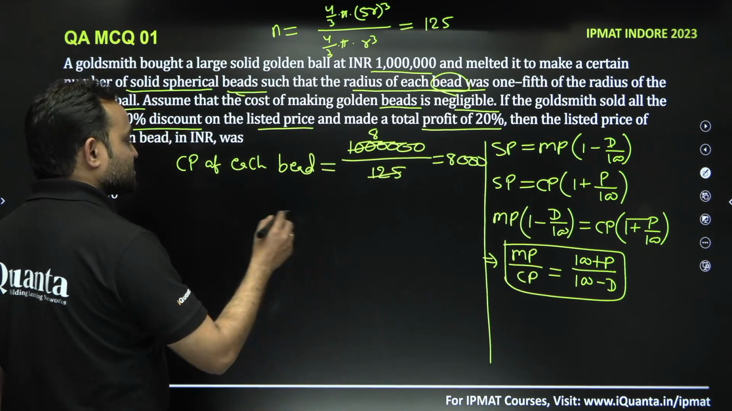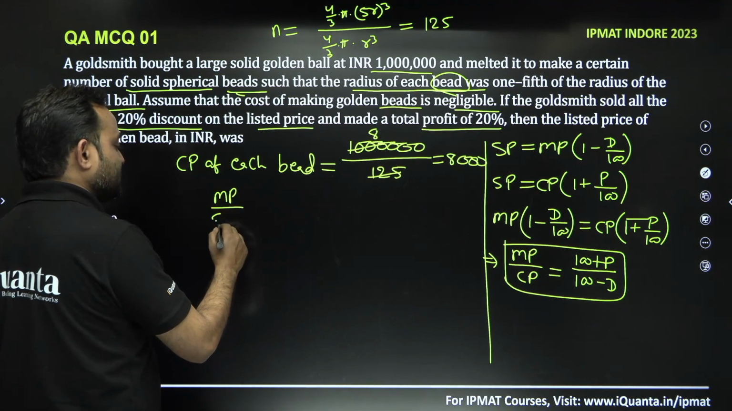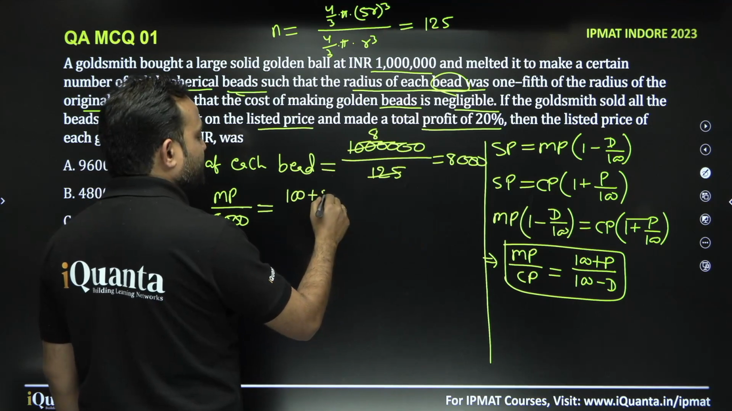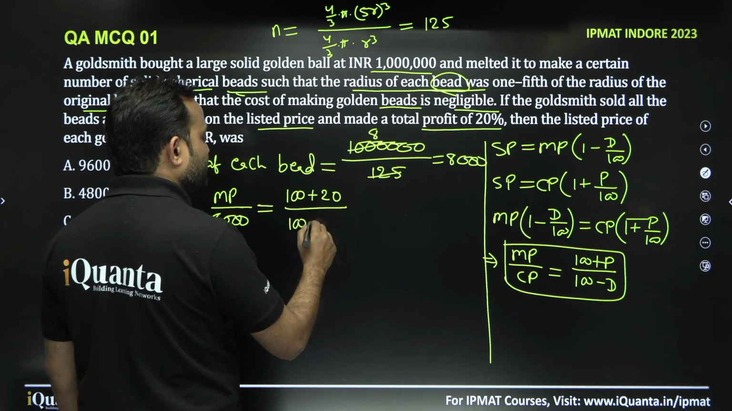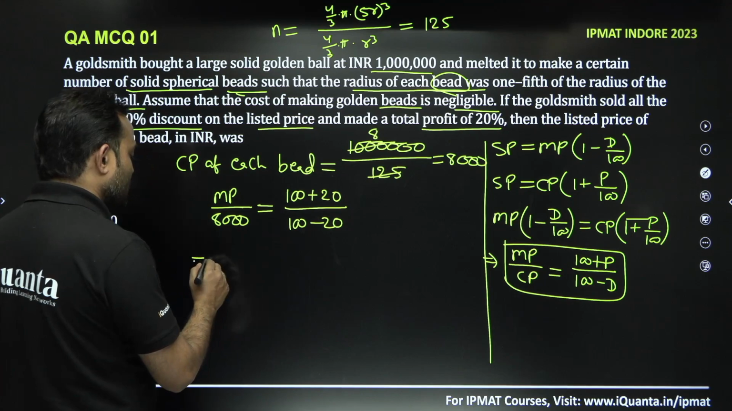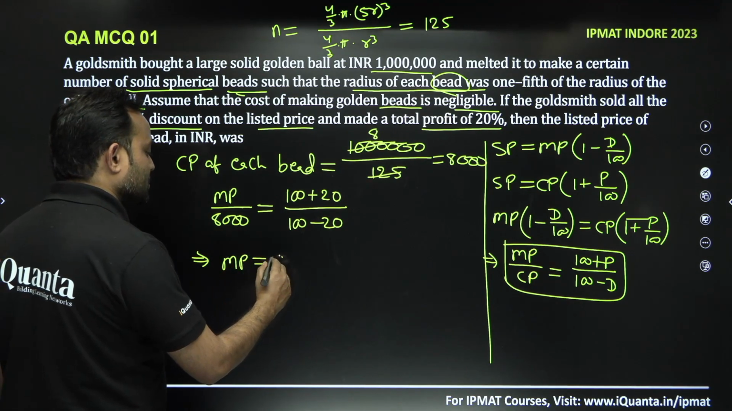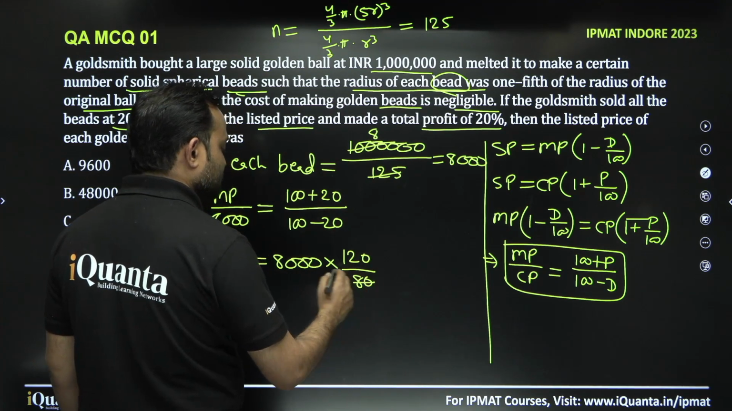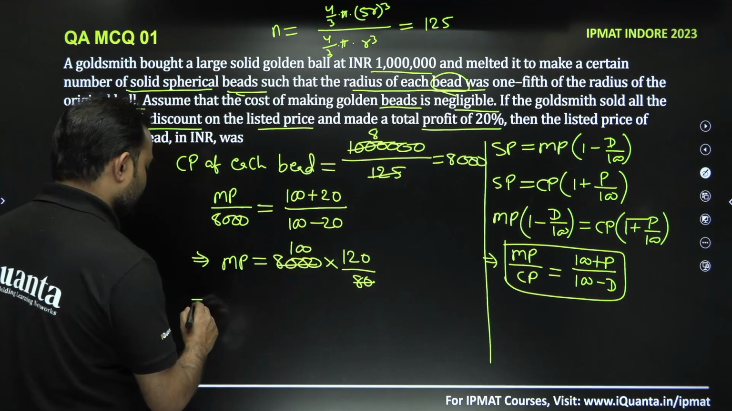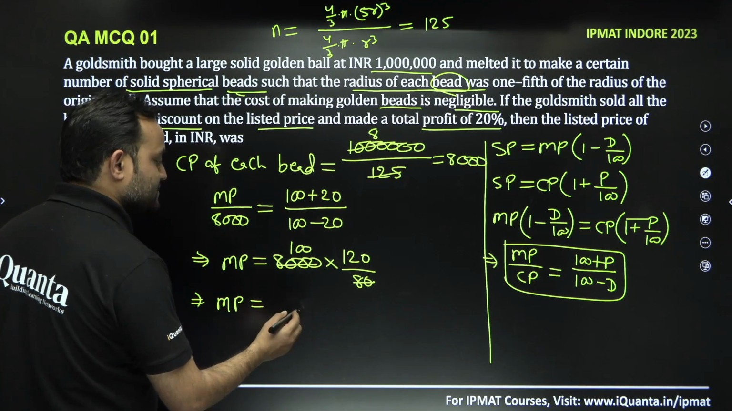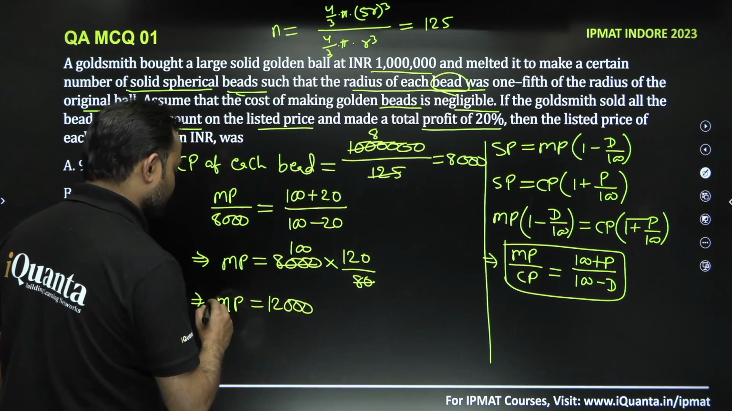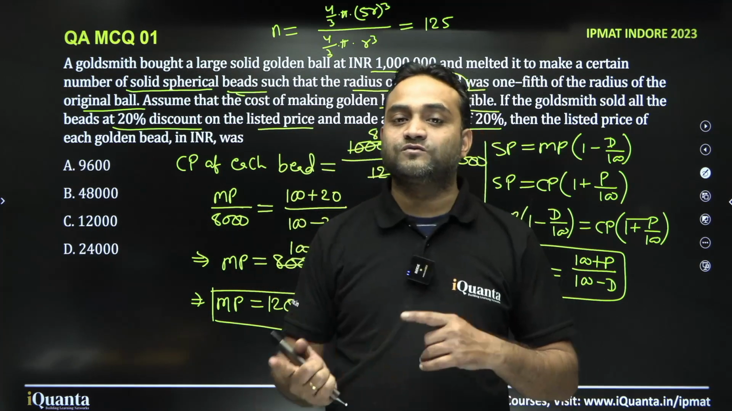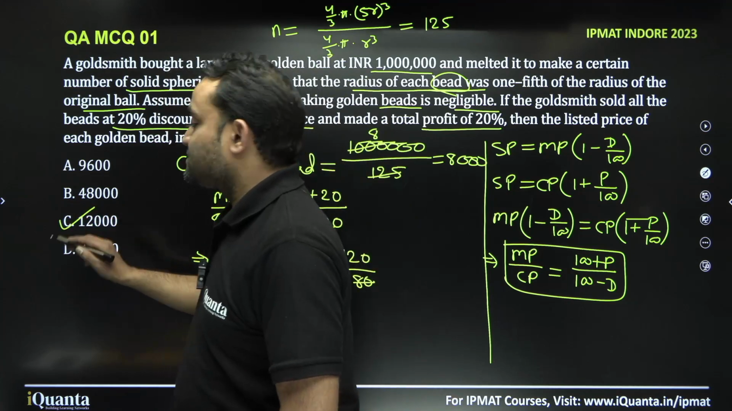Now we can use the concept that MP upon 8,000 should be equal to (100 plus profit percentage, which is 20) divided by (100 minus discount percentage, which is 20). So MP is equal to 8,000 into 120 divided by 80. This will give us the mark price of each bead as 12,000 rupees. Mark price is also known as list price and vice versa. So our answer is option C.